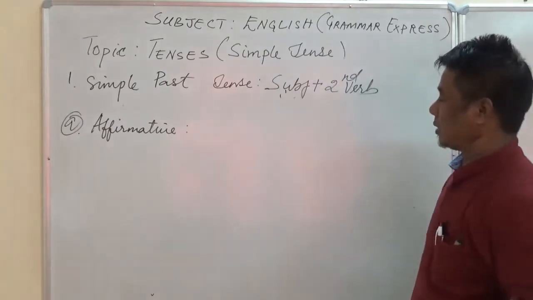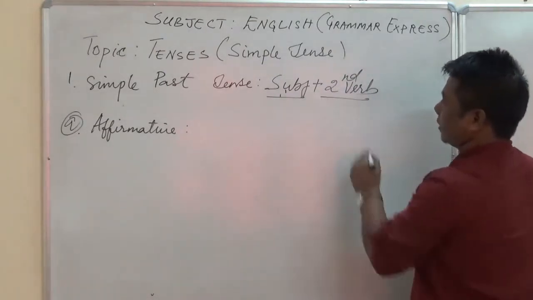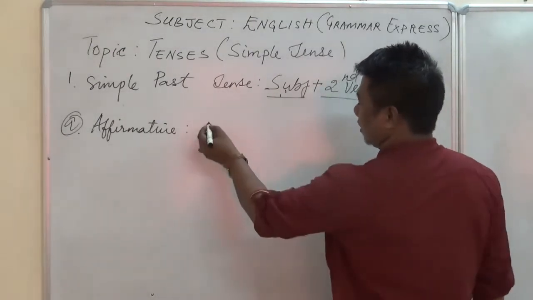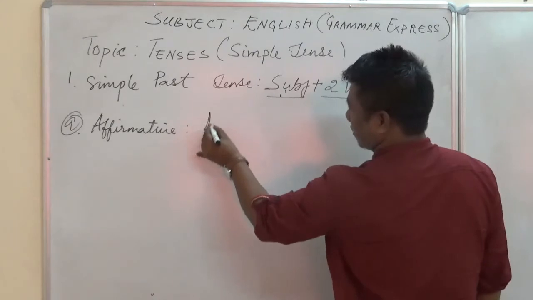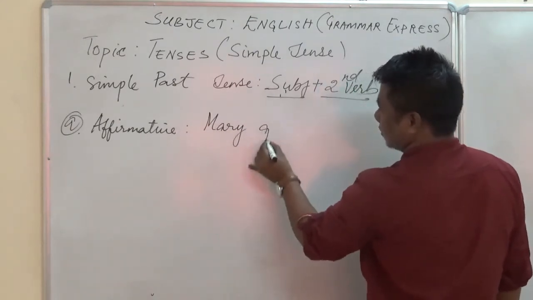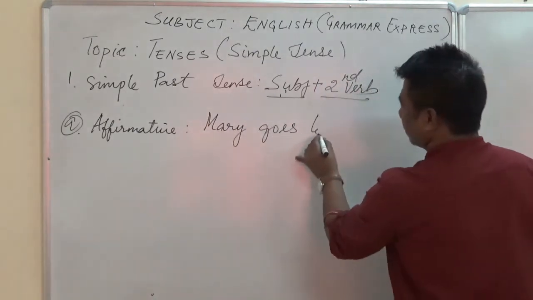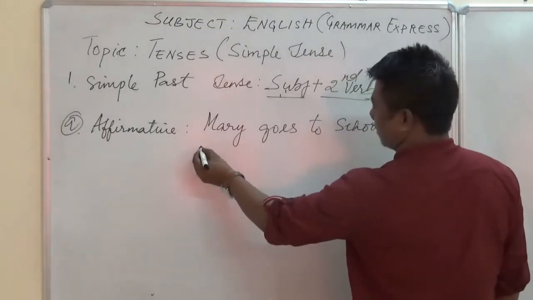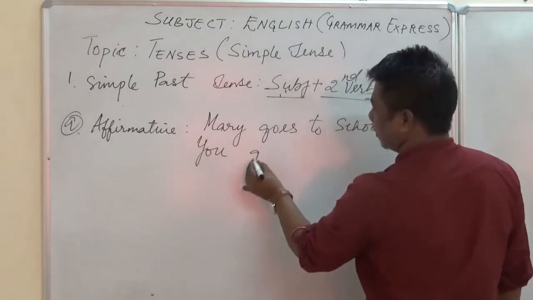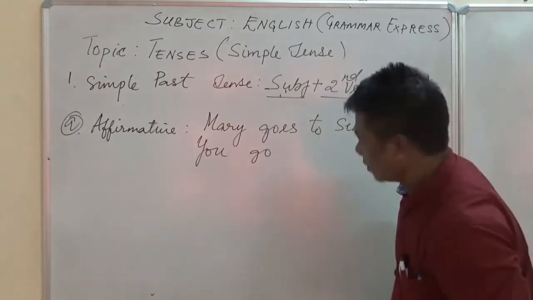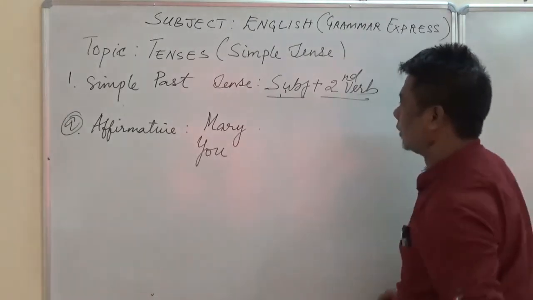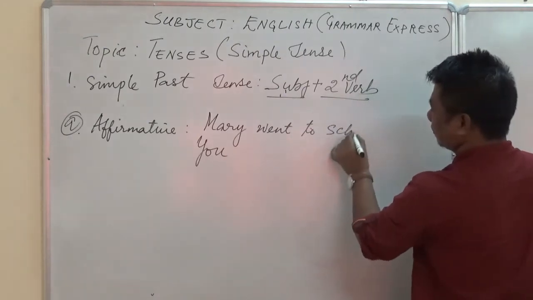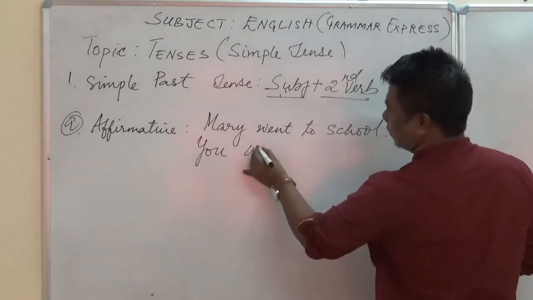Unlike simple present tense, as we see the formula here, subject plus second form. Now, let's use the same sentence. Suppose that we use Mary. Mary goes to school. And we also use the subject, you. You go to school. Oh, sorry. Mary went to school. And you went to school.